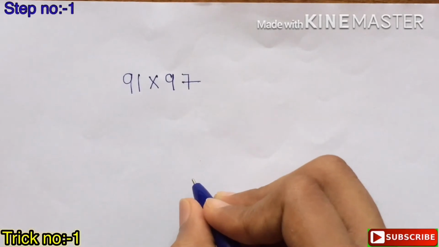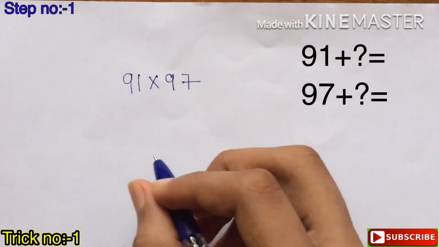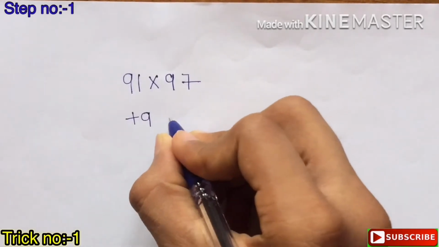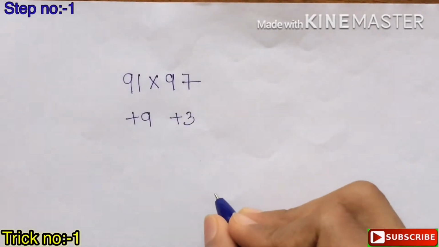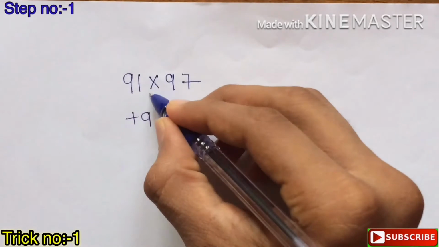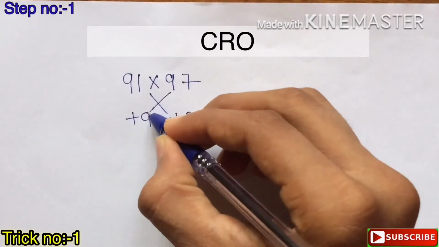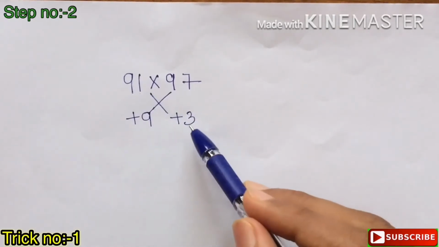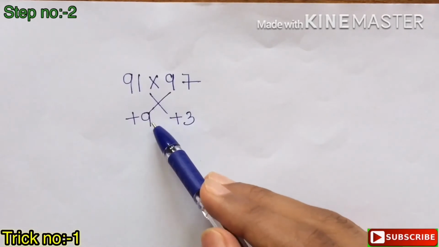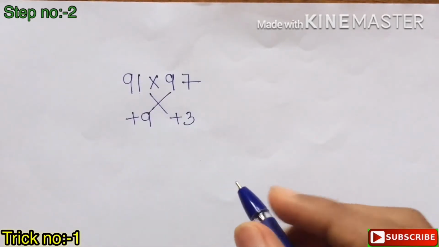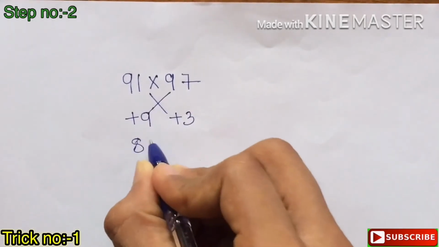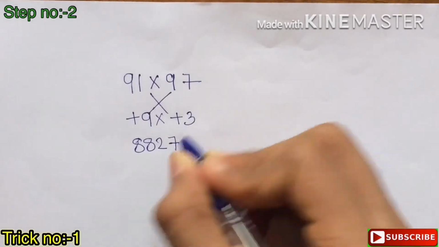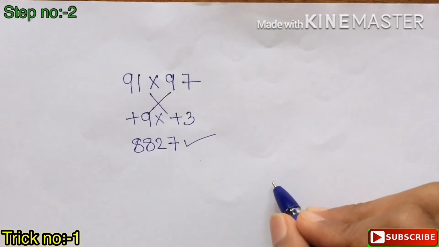And our step number 1. What number we have to add to 91 and 97 to get 100? If we add 9 to 91 we get 100 and 3 to 97 we get 100. Then we have to do here cross subtraction. It is our step 2. Now if we do 91 minus 3 we get 88 and 97 minus 9 also we get 88. We can do any of the numbers. Then we get here 88, right here 88 and 9 multiplied by 3 is 27. Yes, 8827 is our correct answer.